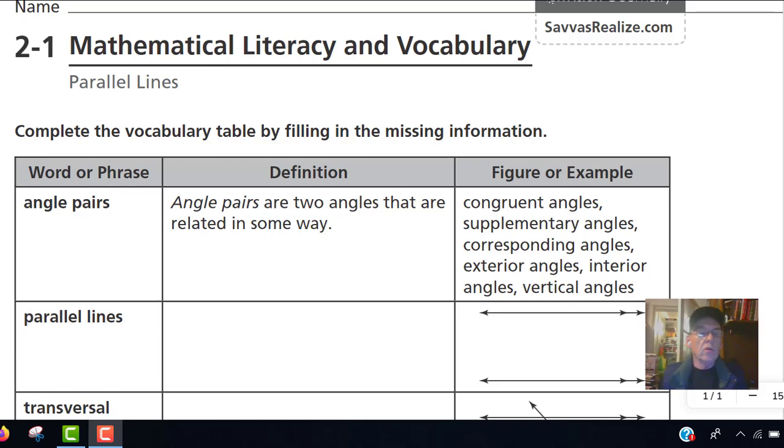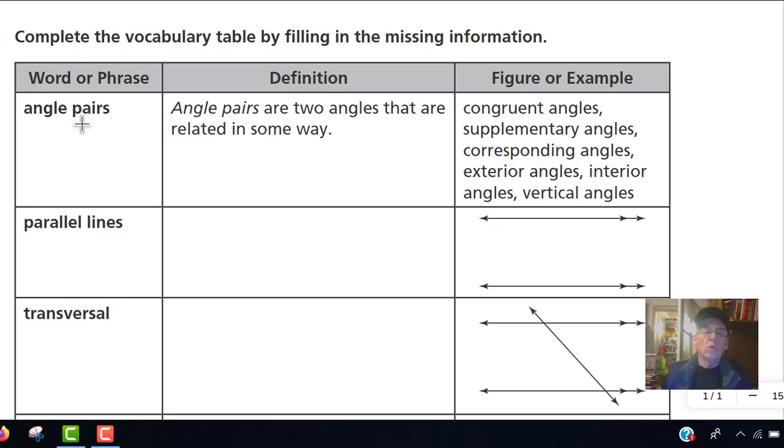Okay, this video accompanies the mathematical literacy and vocabulary pages. So let's see what we got. We want to complete the table by filling in the missing information. An angle pair is two angles that are related in some way. Congruent, supplementary, corresponding, exterior, interior, vertical angles, or linear pairs are all examples of angle pairs.